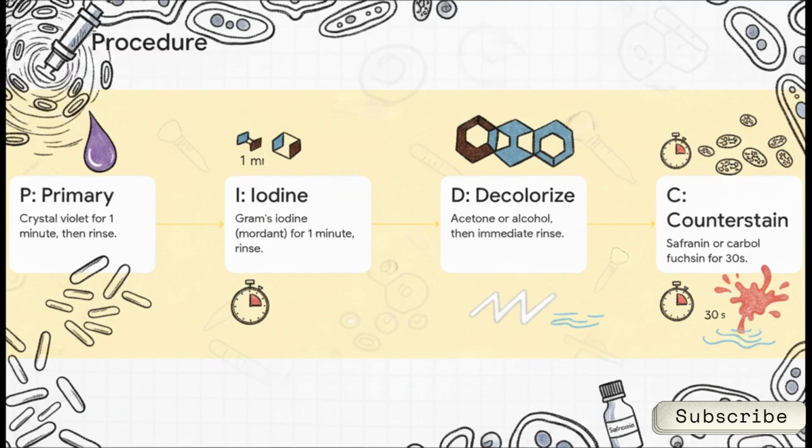That's crystal violet for exactly 1 minute. I is for iodine, which acts as a mordant. You also apply that for 1 minute to form a large crystal violet-iodine complex. D is that critical decolorization step.